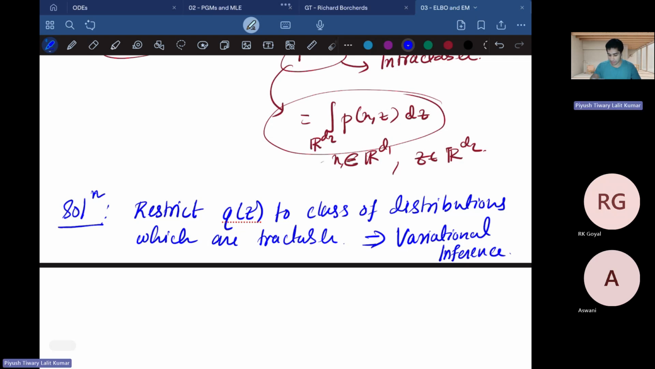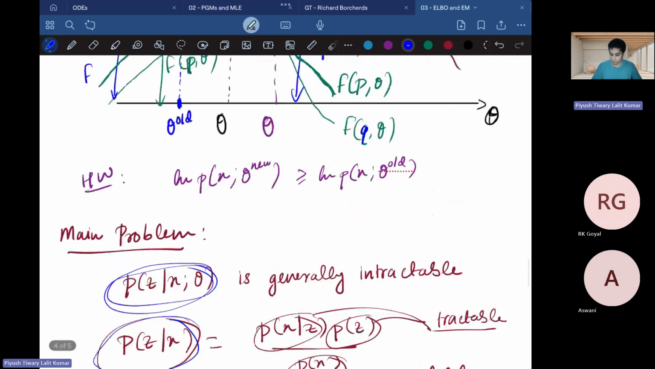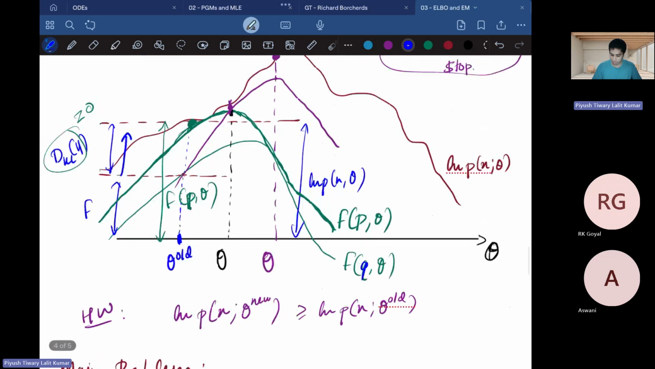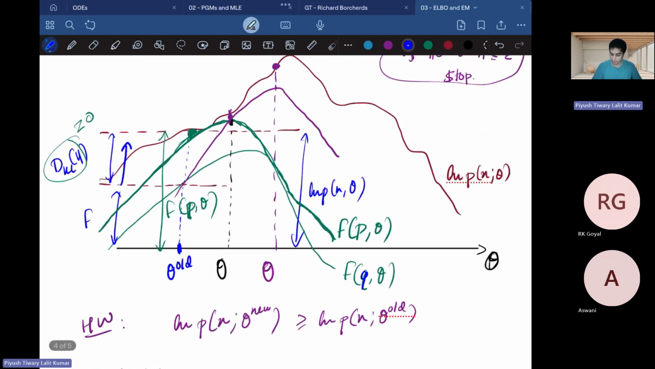This restriction brings in some other complexities because we won't be able to use the EM algorithm anymore, right? Because the EM algorithm assumes that you can make the KL divergence completely zero. But if you're restricting Q to be in some class of distributions, the KL divergence need not go to zero always, right? It might be some non-zero quantity. So the EM algorithm won't work in those cases.